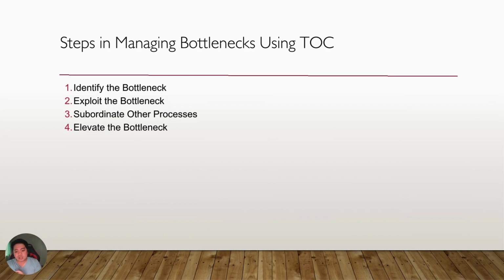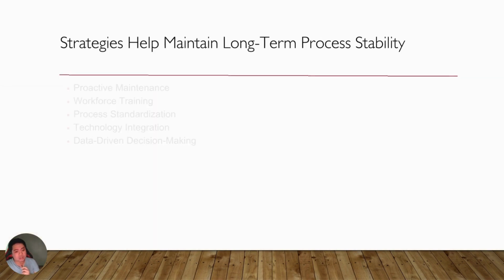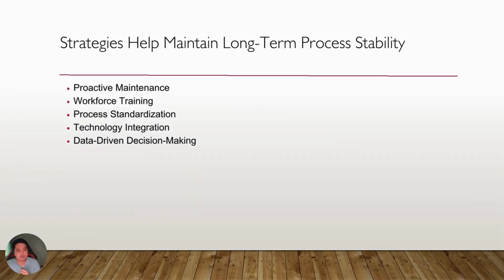What are the strategies to help maintain long-term process stability? These are the points presented: proactive maintenance, workforce training, process standardization, technology integration, and data-driven decision making. We have already discussed these steps in our previous video, so you might check those out.